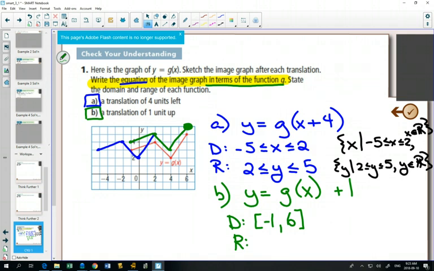So with interval notation, you're looking for what's the smallest value, what's the biggest value. So for our range, when we're looking at our y values, what's our smallest value of y? Coming from the bottom, it's 3. 3 is included. What's our largest value? It's 6. So our range is from 3 to 6.